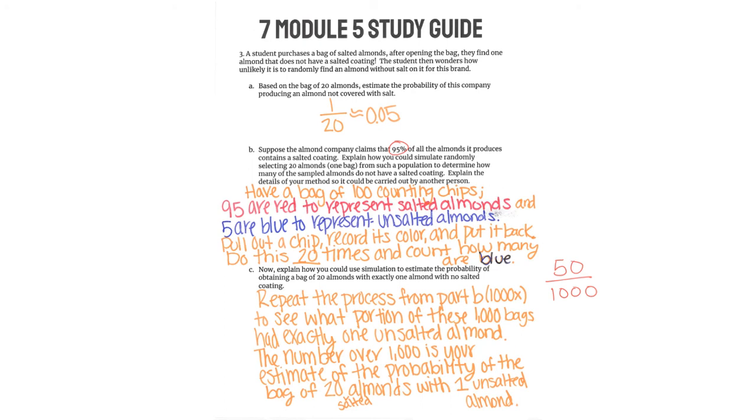All right, now this fraction is just an example, okay? We do not need to solve it, but again, we would do this simulation 1,000 times. Let's just say again that we only found 50 bags with one unsalted almond in them. And so that is how we would write that estimate. Of course, we would want to simplify, and of course, we would want to find that decimal form and probably a percentage, but that is not exactly what our question is asking us. It's just asking us how we would simulate.